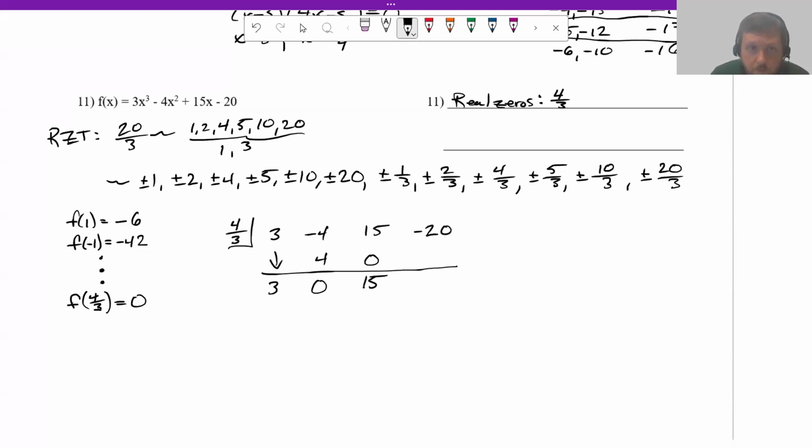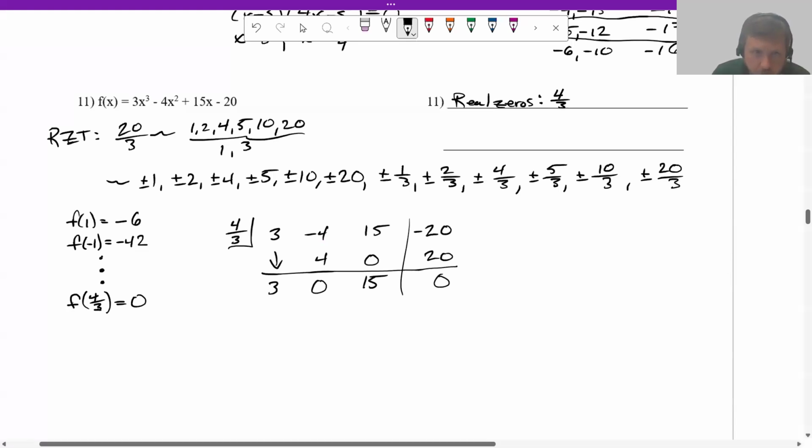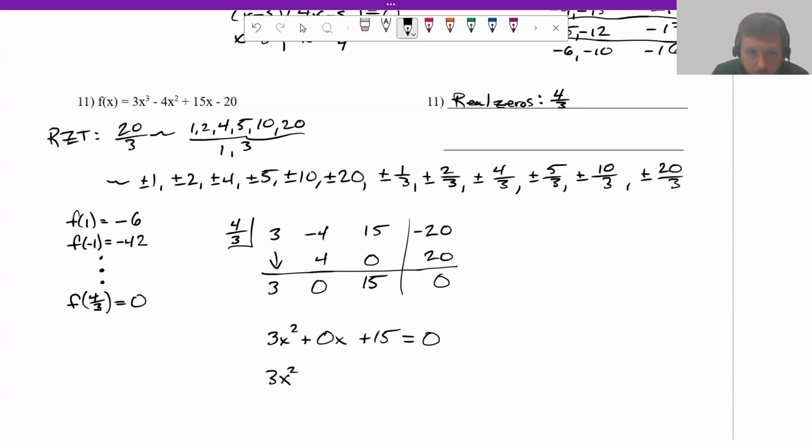So 15 divided by 3 is 5, times 4 is 20. Okay, and now I have 3x squared plus 0x plus 15. And let's go ahead and set that equal to 0. So I'll not get ahead of myself. All right, so 3x squared plus 15 equals 0.